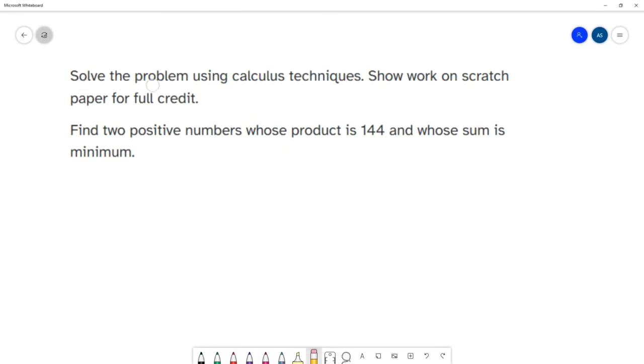For this question, we want to solve the problem using calculus techniques. We want to show our work on scratch paper. And the question we're addressing is to find two positive numbers whose product is 144 and whose sum is minimum.